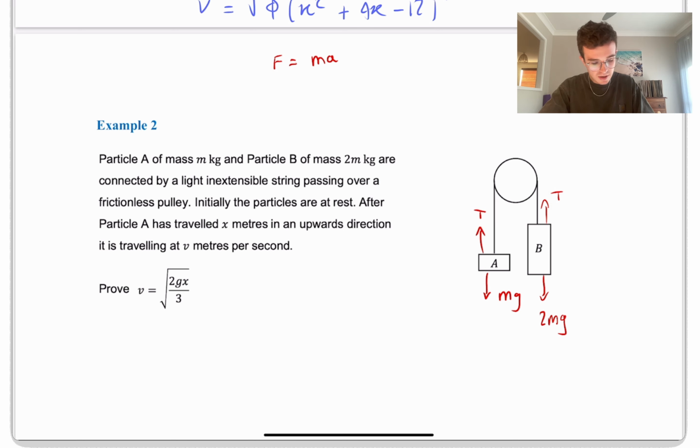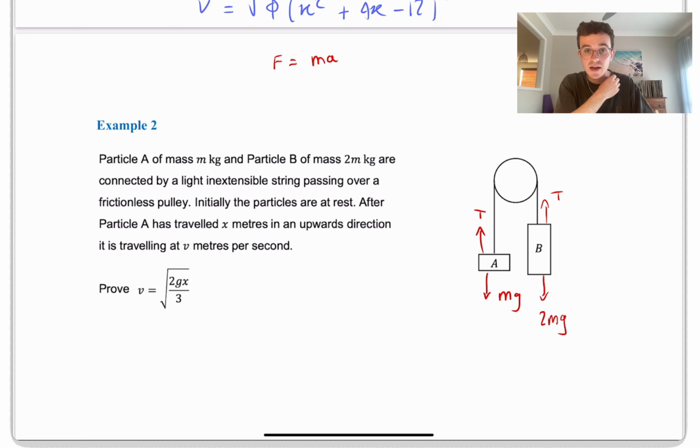So we've got particles connected by a light, inextensible string. That just means it can't be stretched. Is that realistic? No, but it makes the maths easier. Again, on a frictionless pulley, is that realistic? No, but it makes the maths easier. Initially, the particles are at rest. After particle A has travelled x meters in the upward direction, it is travelling at v meters per second.